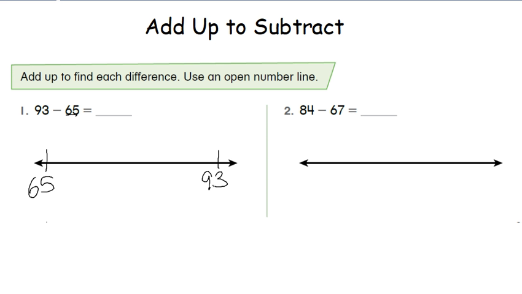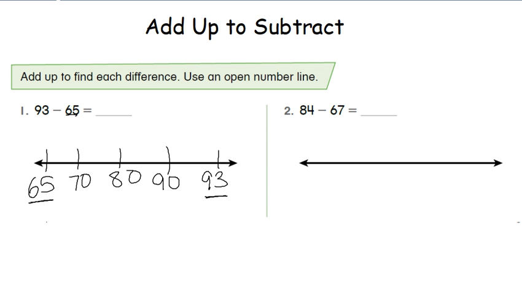number line. What we do after we do that is we mark every multiple of 10 from the subtrahend to the minuend. So we've got 65, 70, 80, and 90. All we have to do now is get from the subtrahend to the minuend.